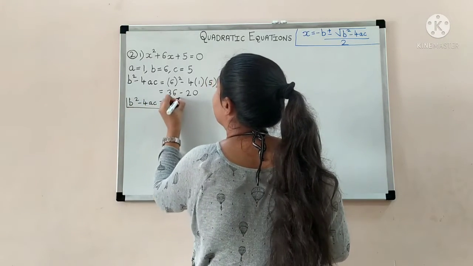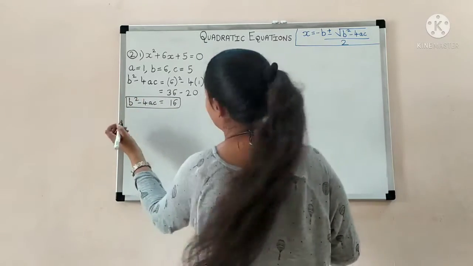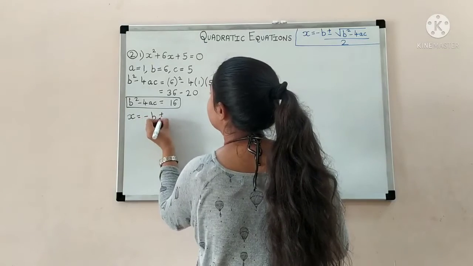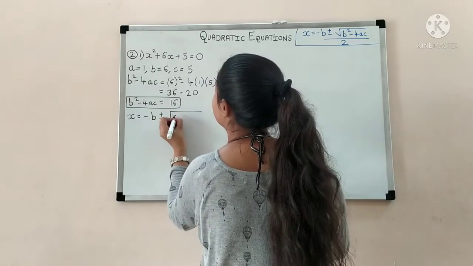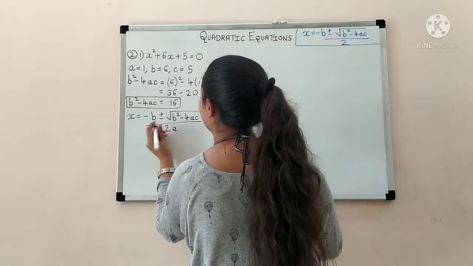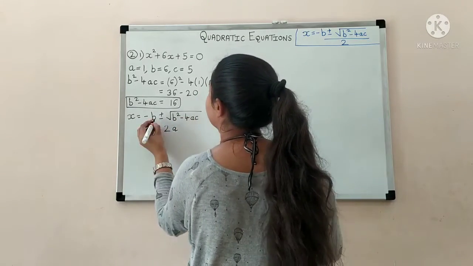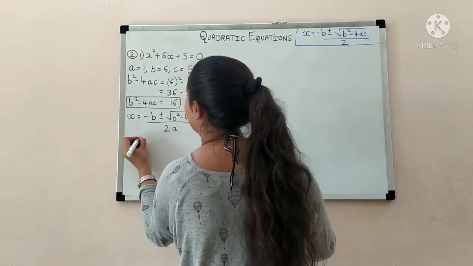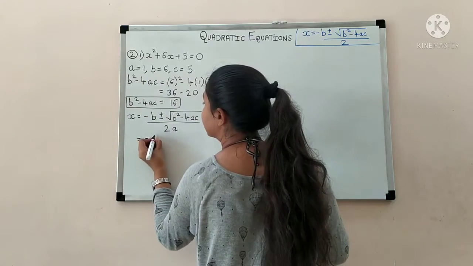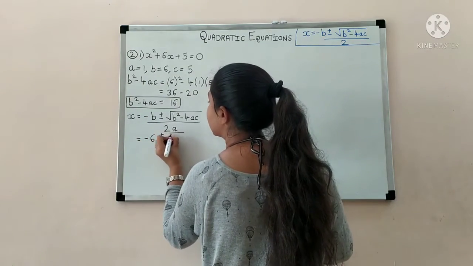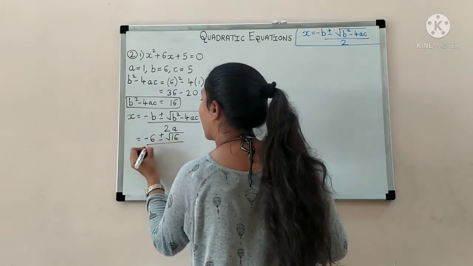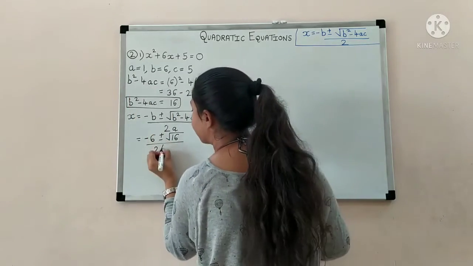Okay, now we write the formula. So x is equal to minus b plus minus square root of b square minus 4ac upon 2a. Now substitute the values here. What is b here? b is 6. So you will write minus 6 plus minus. What is the value of b square minus 4ac? 16. So write root 16 upon 2 and a is 1.